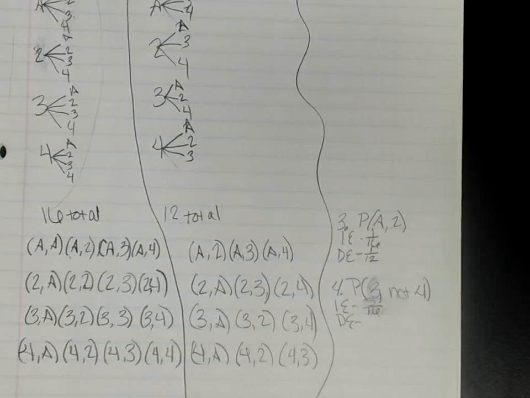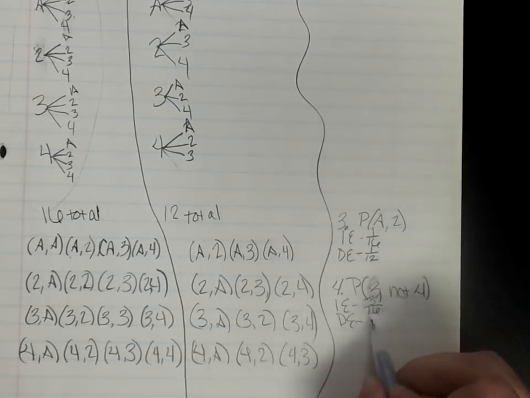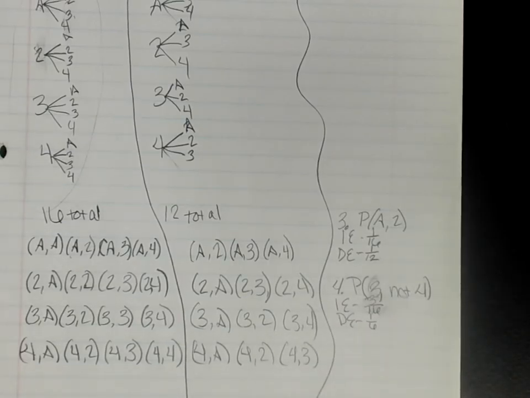Ella, can you tell me the dependent event? What is the probability of 3, not 4, showing up in a dependent event? 1/6. Thumbs up or thumbs down? Thumbs up or thumbs down?